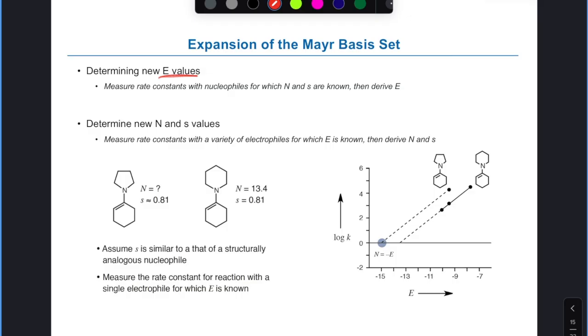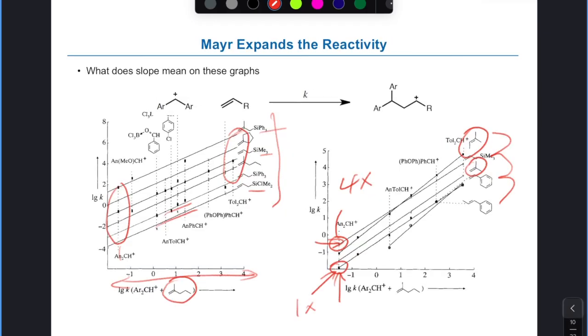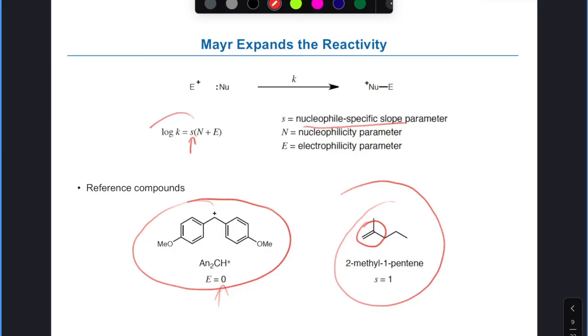So remember, on the scales that he provides, usually he's drawing it where nucleophiles are on the diagonal axis, so different nucleophiles are your diagonal component, and the electrophile is across this scale here. If you go back to his equation, where was it? This is the Mayr equation.